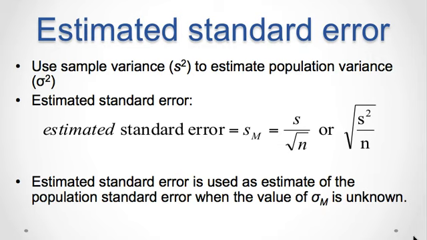We can use sample variance S squared as an estimate for unknown population variance sigma squared, or use sample standard deviation S as an estimate for unknown population standard deviation sigma. The formula for estimated standard error is Sm equals sample standard deviation S divided by the square root of sample size n. Estimated standard error Sm is used as an estimate for standard error sigma m when sigma m is unknown.